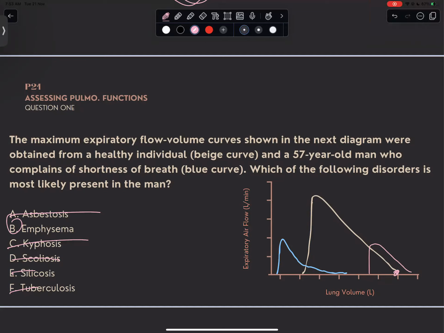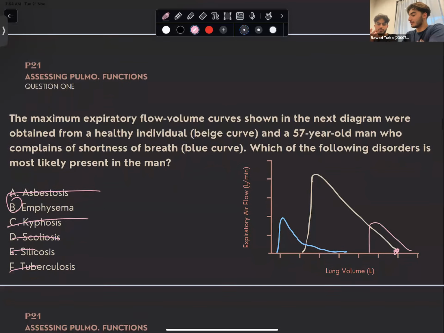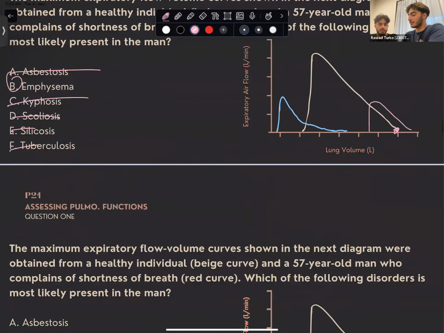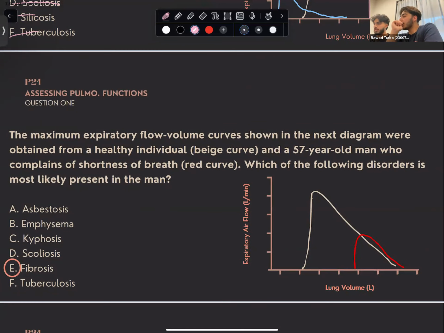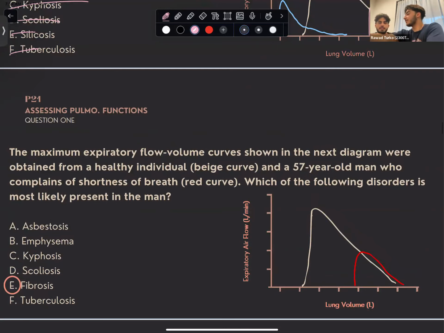Fibrosis. Perfect. Fibrosis or restrictive? Yes, restrictive. Do you have a question on restrictive disease, or is this one restrictive? What's restrictive disease? What happens to the lungs? Okay, perfect. Let's go over the second question.